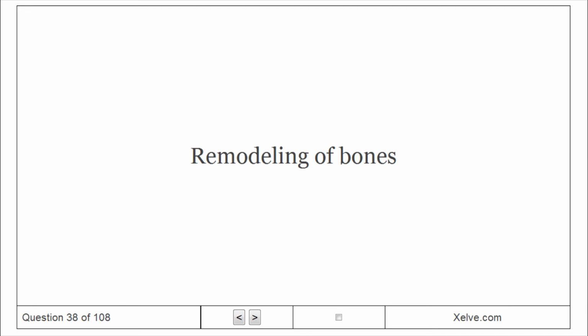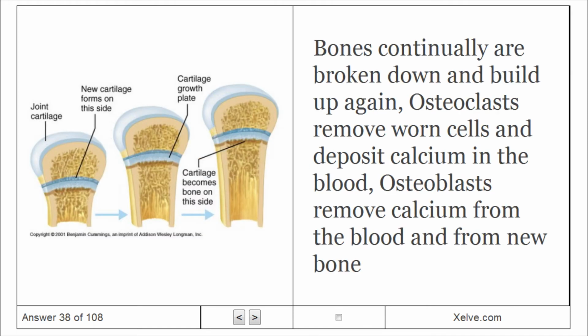Remodeling of bones: bones are continually broken down and built up again. Osteoclasts remove worn cells and deposit calcium in the blood. Osteoblasts remove calcium from the blood and deposit it in new bone.